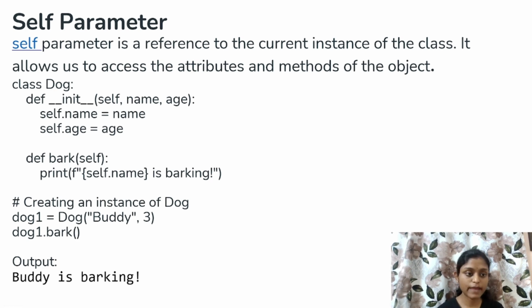As we know that self is also an object, we can access the name and age attributes by using the self parameter. And next, we also create another method called bark. Here I use a format string, self dot name is barking. So we have to create an object of the class, and I also pass the arguments buddy and 3. So I call the bark method, so that buddy is barking.